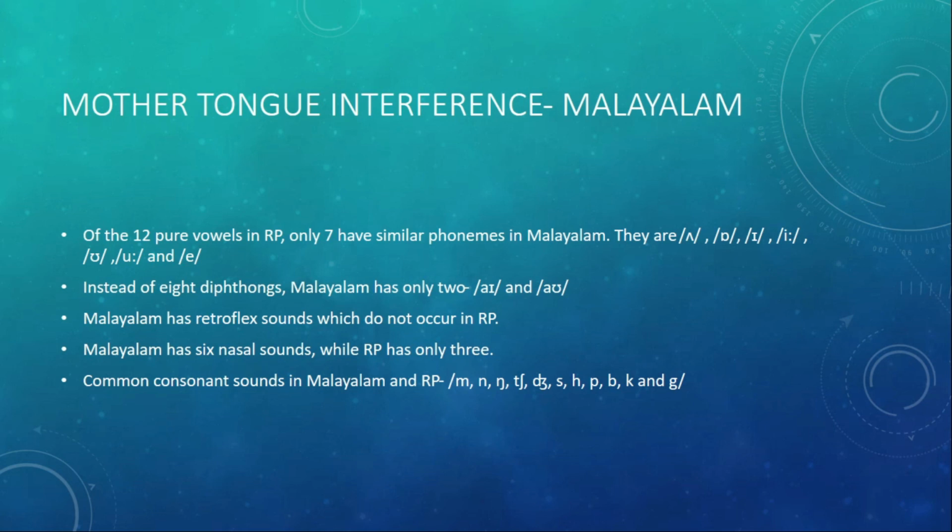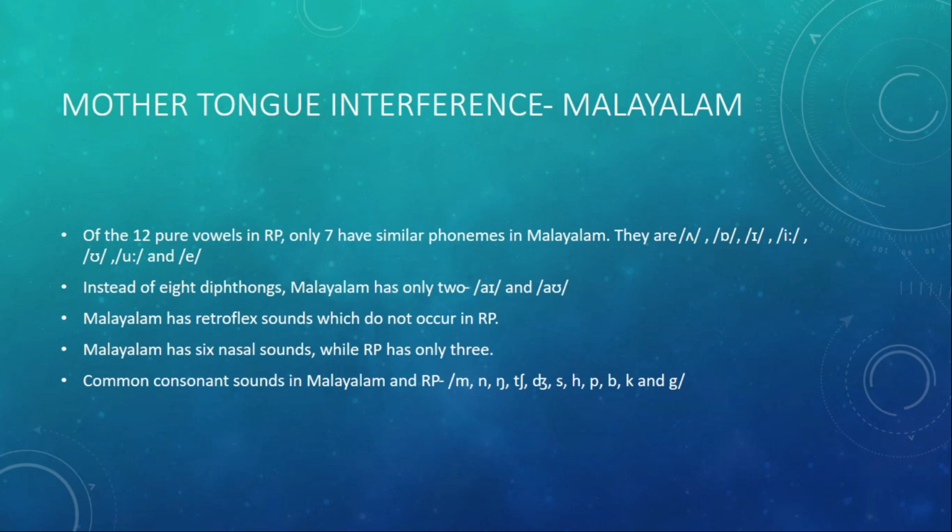Like retroflex sounds, I have already mentioned what it is. During the pronunciation of retroflex sounds, you tend to curl up your tongue as if to touch the roof of the mouth. For example, we have sounds like n, l, etc. Like arana, vala. These are the sounds. But in RP, retroflex sounds do not feature. Then in Malayalam we have 6 nasal sounds. But in English we only have 3 nasal sounds, that is m, n and ng.